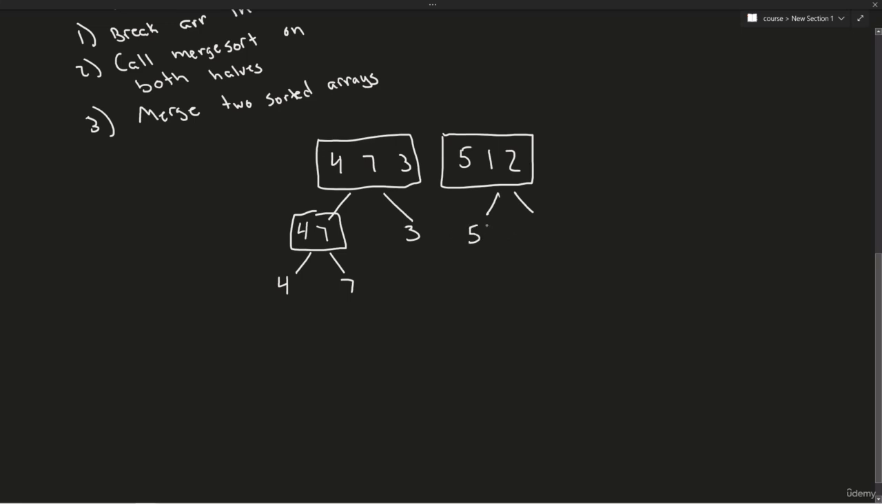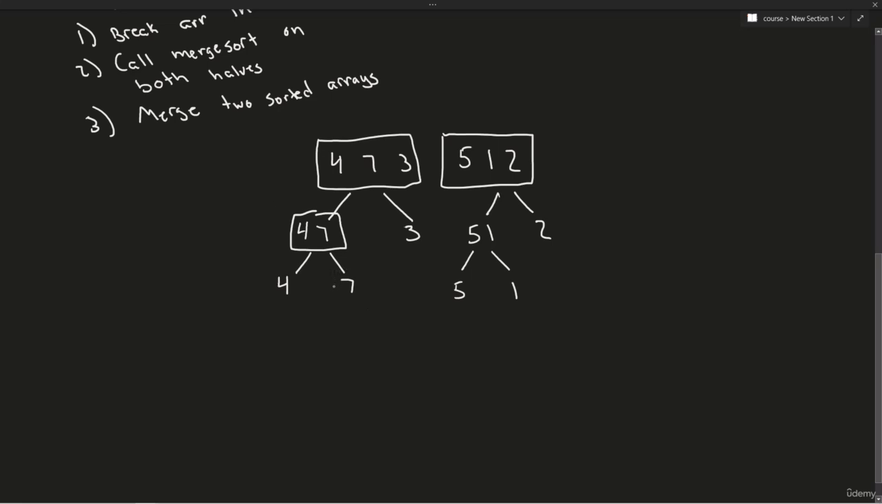So we will have 5 and 1 and then 2. Obviously 2 is sorted, and now we will have an array of 5 and 1 here as well. So we now have a total of 6 arrays, technically, of 4, 7, 3, 5, 1, and 2. And now that we have called merge sort on everything, we want to begin merging all of our sorted arrays.